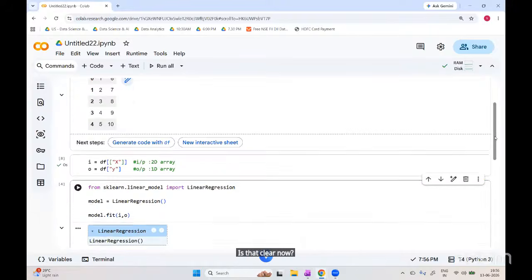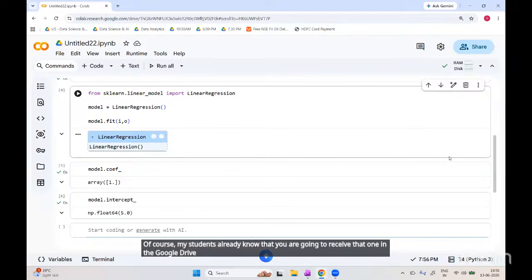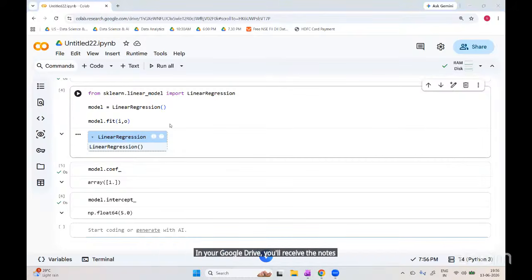Everyone please make a note of the code. Of course, my students already know that you are going to receive it in the Google Drive. In your Google Drive, you will receive the notes automatically.